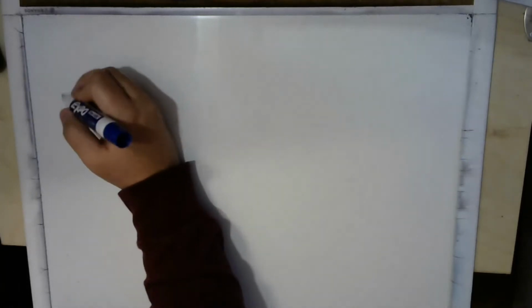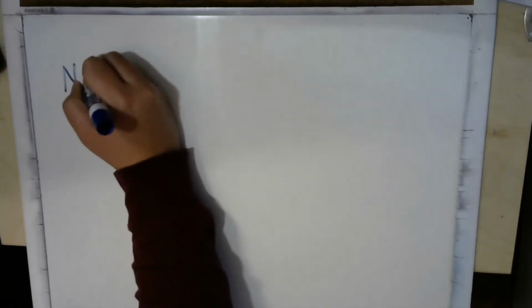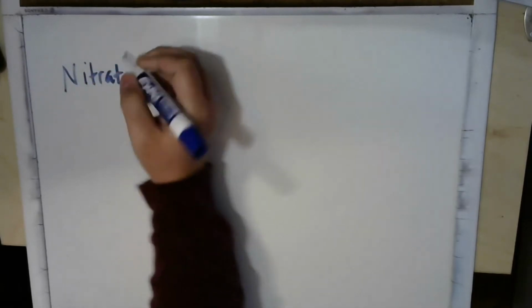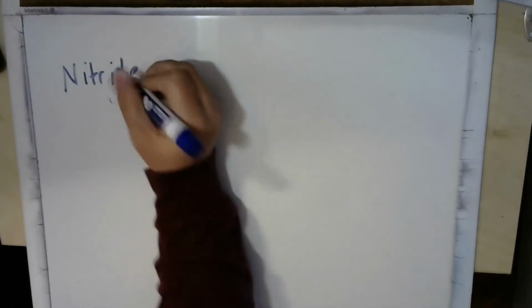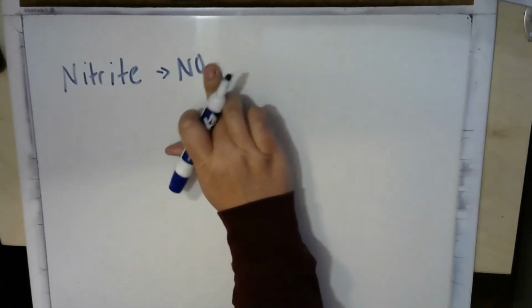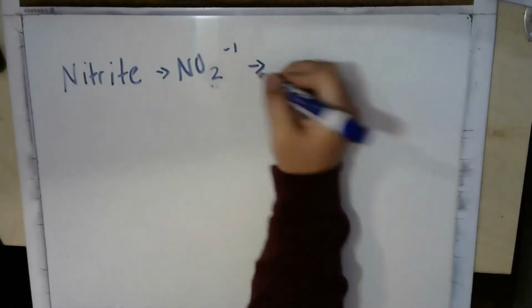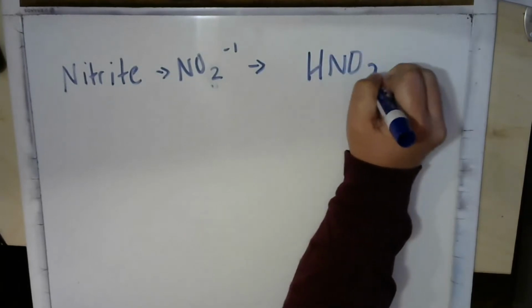Okay, so the first one, we have nitrous acid. If we have nitrous acid, that means that we had an acid formed from the nitrite ion. The nitrite ion is NO2 minus 1. That means that the formula of the nitrous acid is going to be HNO2.